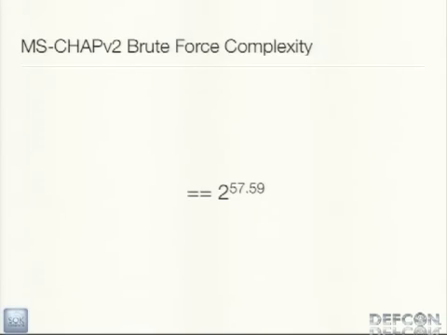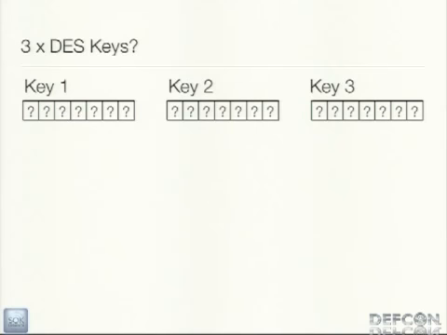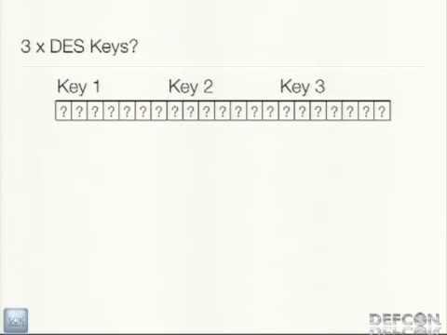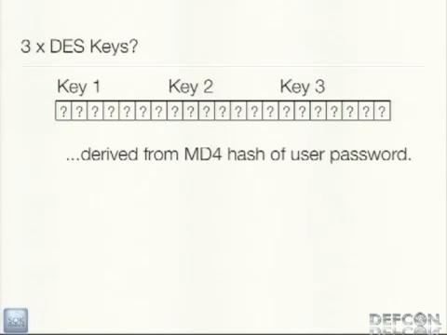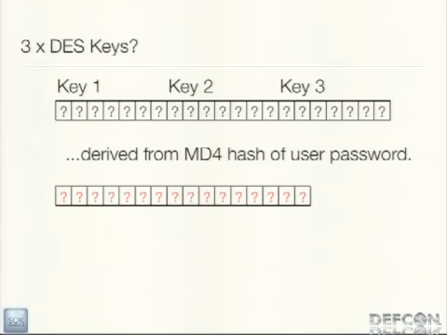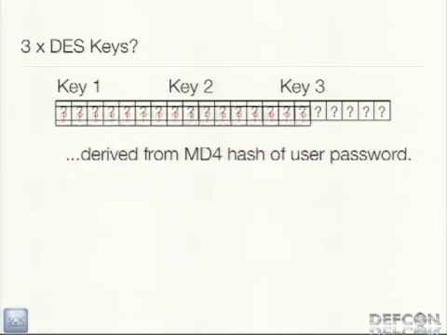Now, really, we're doing these 3 DES operations, and so we need 3 DES keys. Each key is 7 bytes long. And so that's a total key length of 21 bytes. So we need 21 bytes of key material. But remember, what we're using for the keys is the MD4 hash of the user's password. Now, an MD4 hash is only 16 bytes long, which means that we have 16 bytes of actual material, and we need 21.